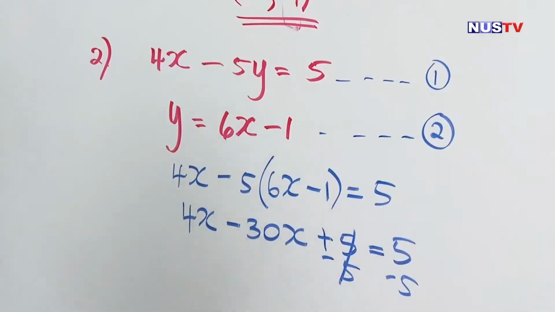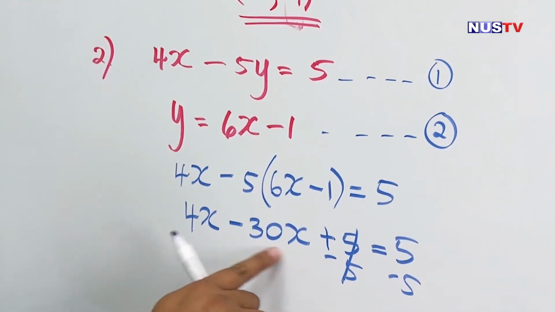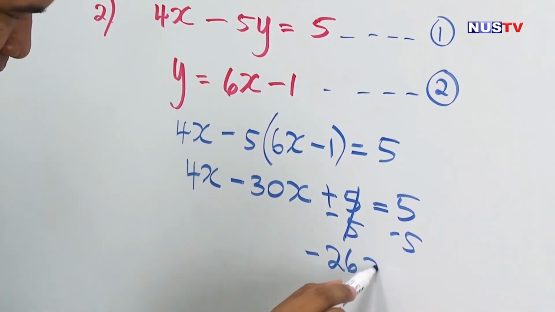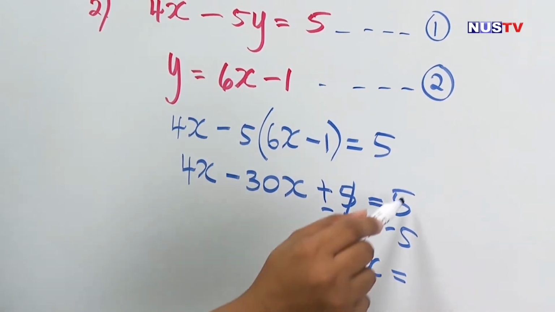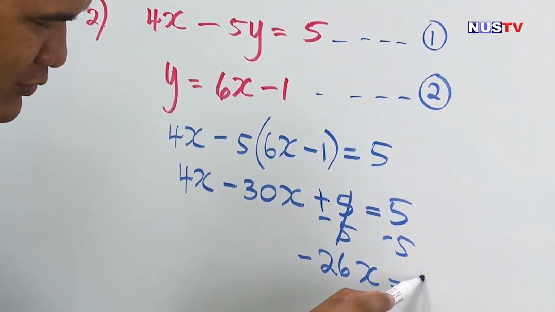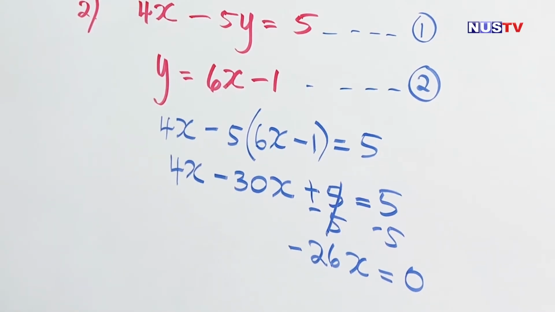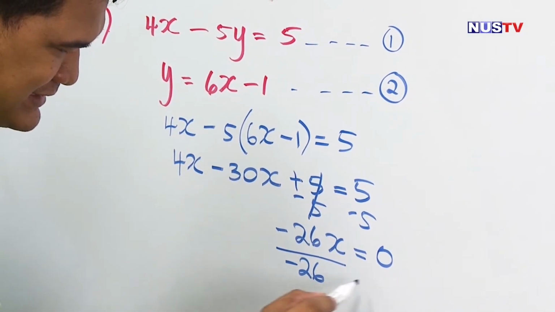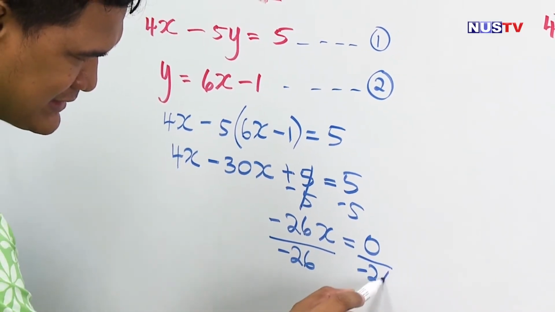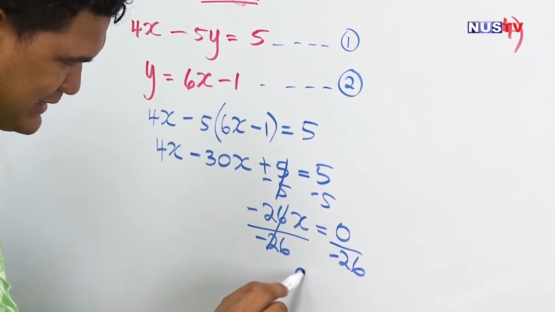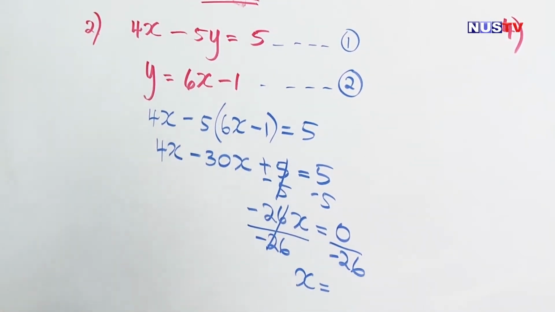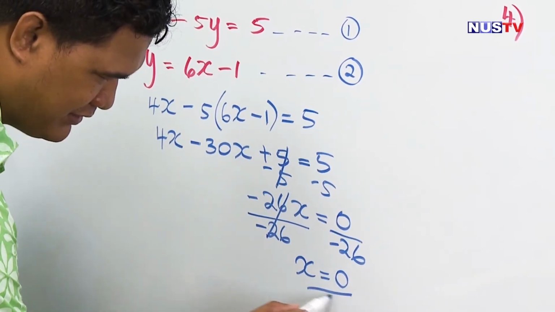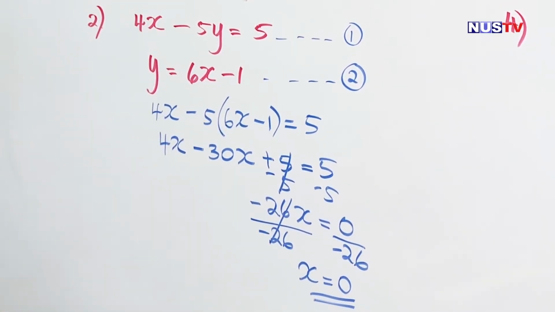So this one will cancel out. 4x minus 30x, that will be negative 26x. And that is equal to 5 minus 5, which is 0. So the last part, we are dividing both sides by negative 26. So our x here, 0 divided by any number, the answer will be 0. So our value of x is equal to 0.